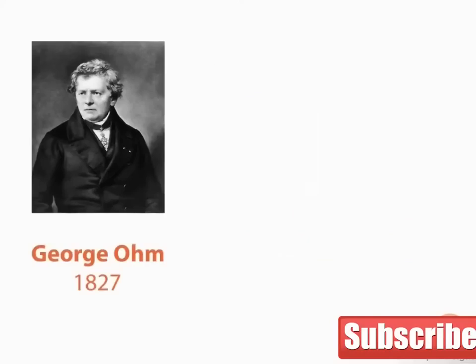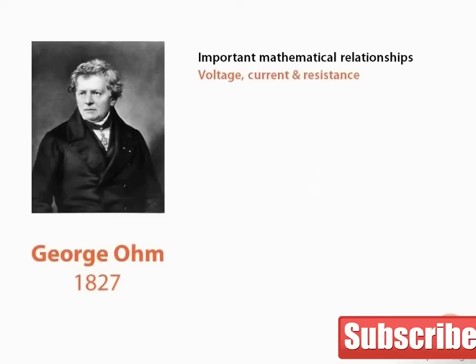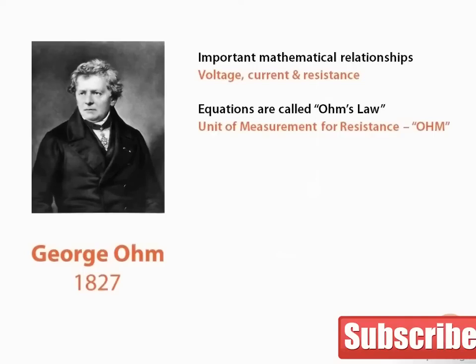In 1827, German physicist George Ohm gave us the mathematical relationship between voltage, current, and resistance. The mathematical formulae are named after him as Ohm's law. The unit of measurement for electrical resistance also takes his name as the ohm. We will study these equations in detail later. The triangle with the V, I, and R are a memory aid we will use to remember the various forms of the equation relating voltage, current, and resistance.